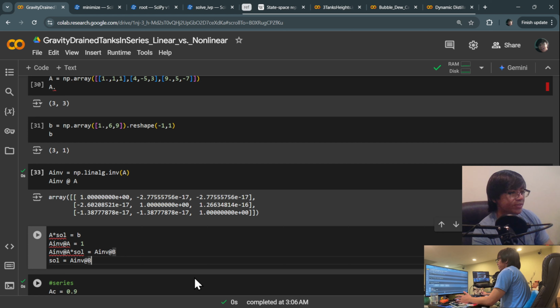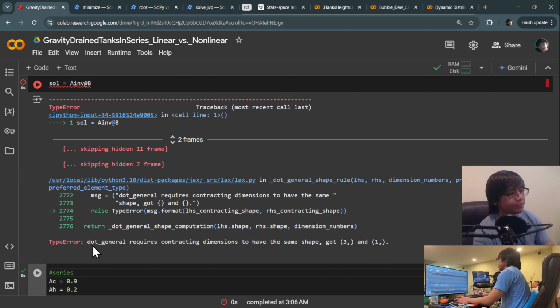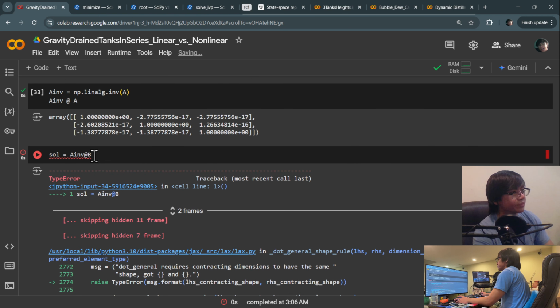So that's how we solve a matrix system, I believe. We do something like this, and we'll get our solution set. Oh, what did I do?